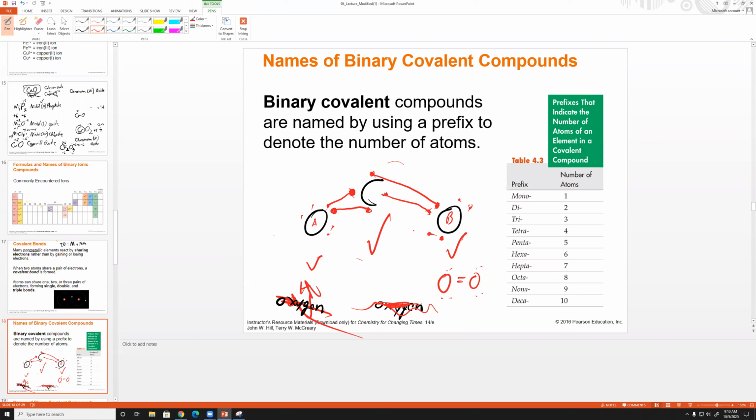Yes, your question? So if in CO2 the reason there's 2 oxygens is because carbon needs 4 bonds to be happy, how does carbon monoxide work if there's only 1 oxygen? Good question. So carbon monoxide is not a stable molecule, which is why it's kind of deadly.